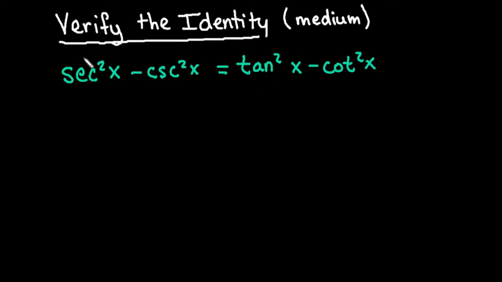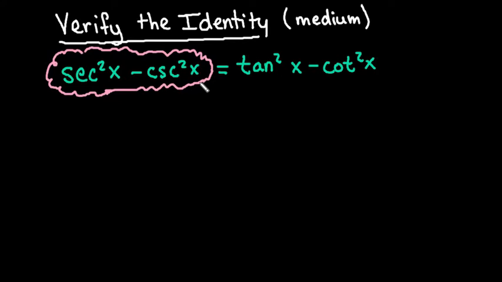In this case, what I'm going to choose to do is work with the secant squared x minus the cosecant squared x side and try to get it equal to tangent squared x minus cotangent squared x. For this one, I am going to use two of the Pythagorean identities.